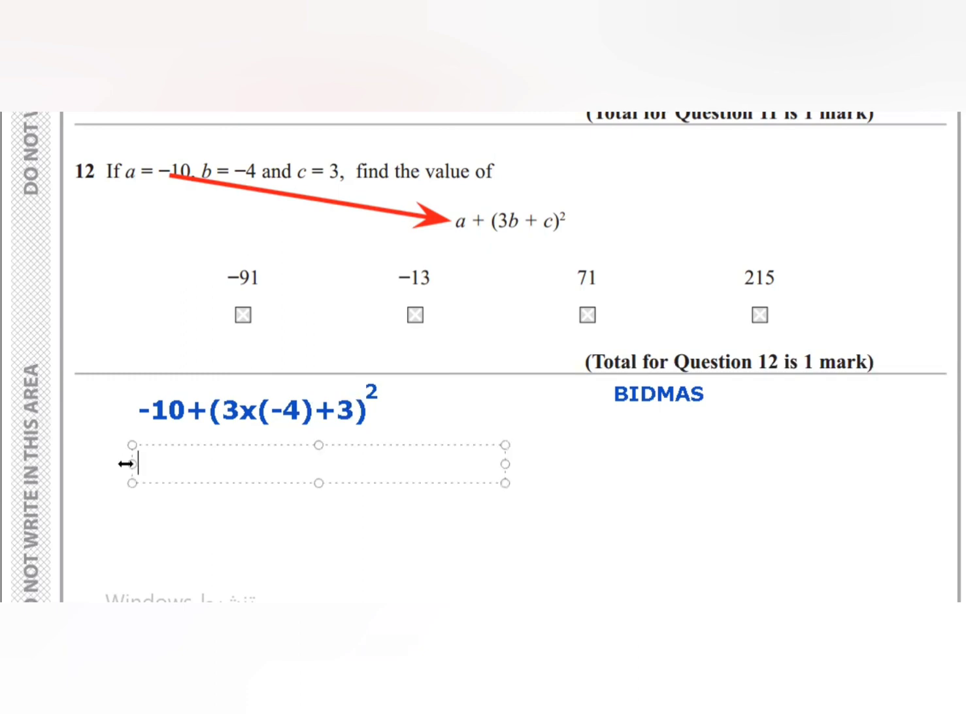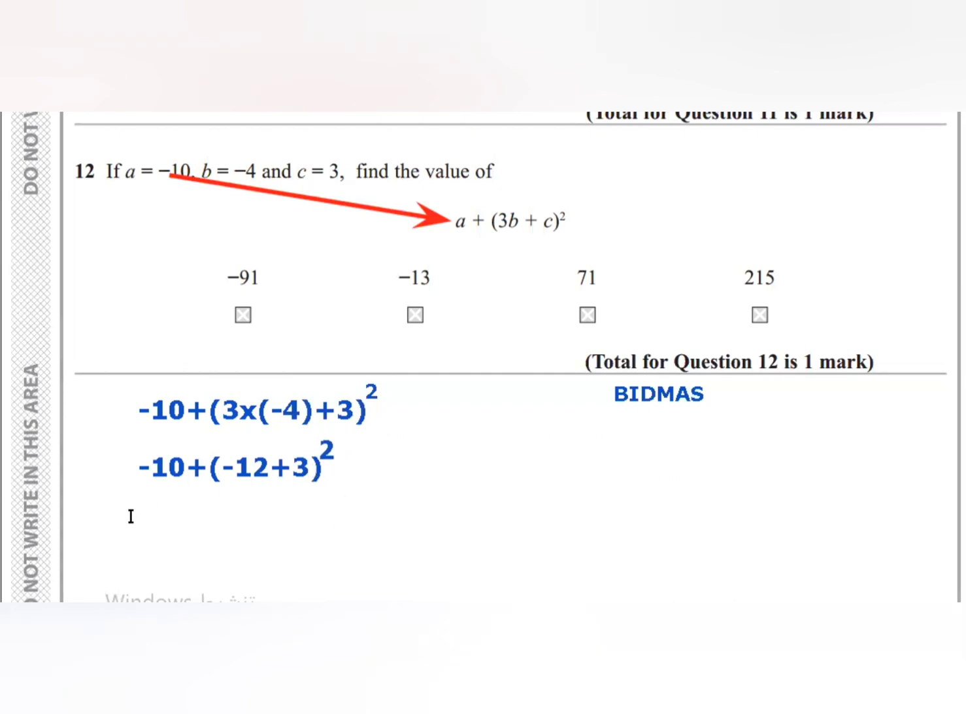Let's continue here. So -10 plus, what's inside the bracket must be done first. So I'm going to put brackets like this and then finish what's inside of it. Here we have 3 times -4. When I multiply them, I'll get what? I'll get -12. I can do this with a calculator. And then after 3 times -4, I have plus 3. And then both of them squared or power of 2, like this.